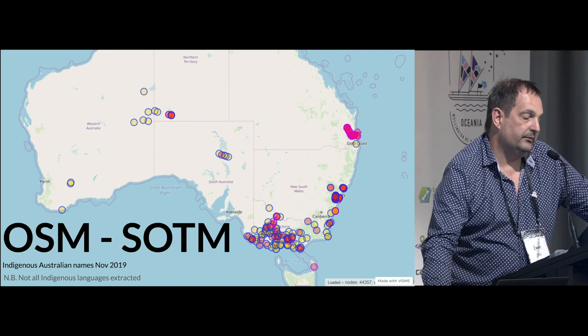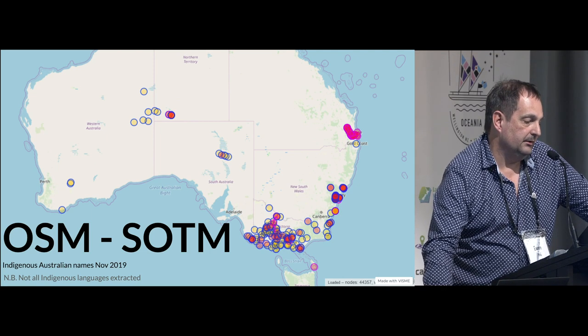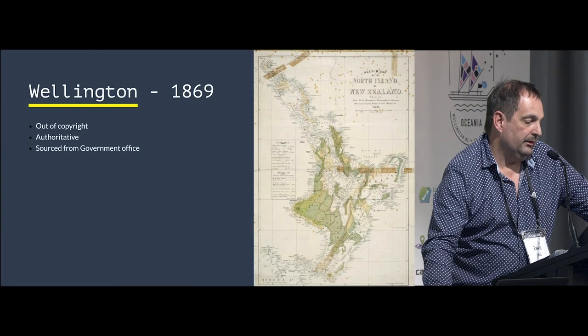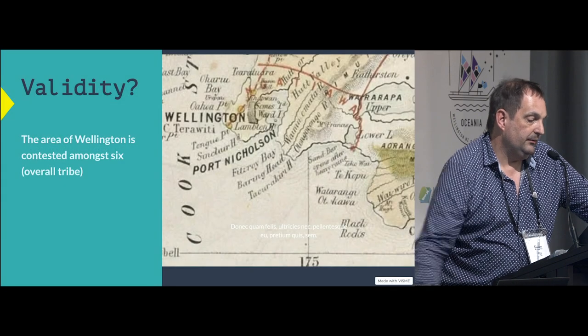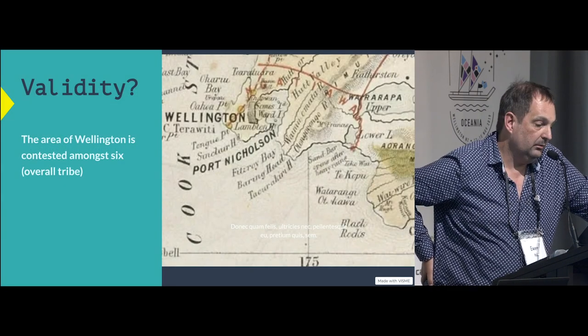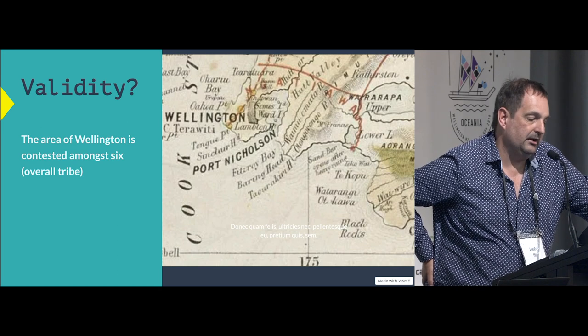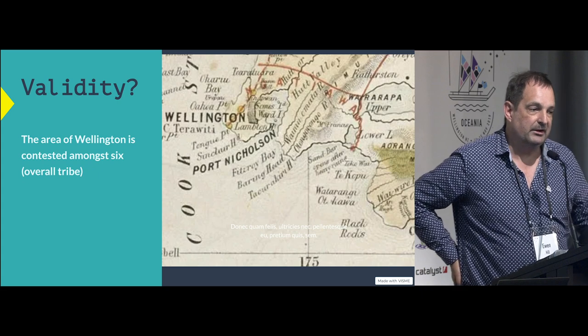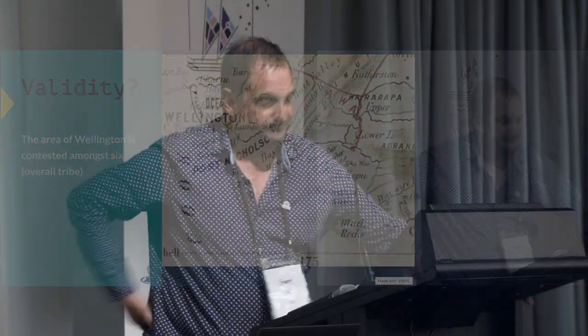And this is all we've got of Aboriginal names in OSM. Just a quick one. This is from Wellington in 1869. And if you had a look at the first tile, we had six names of communities. We've only got one there, so not everything is correct. Thank you.